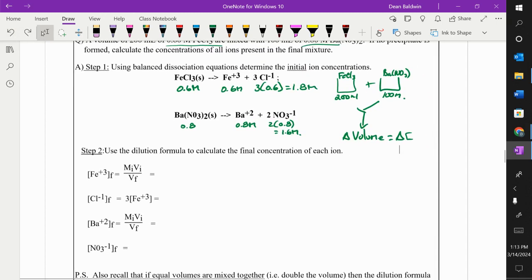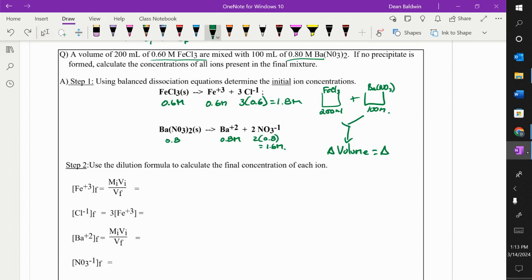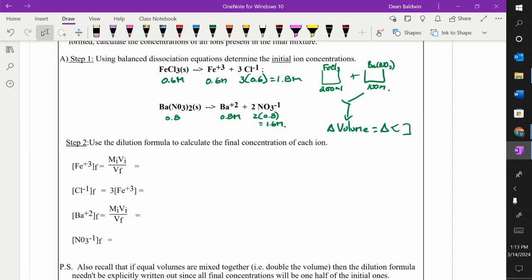All right, if we're going to do the iron, the concentration final of iron, this is just a rearrangement of the equation. The initial molarity, M initial, which is 0.6, times the initial volume. What's the initial volume of the iron solution?